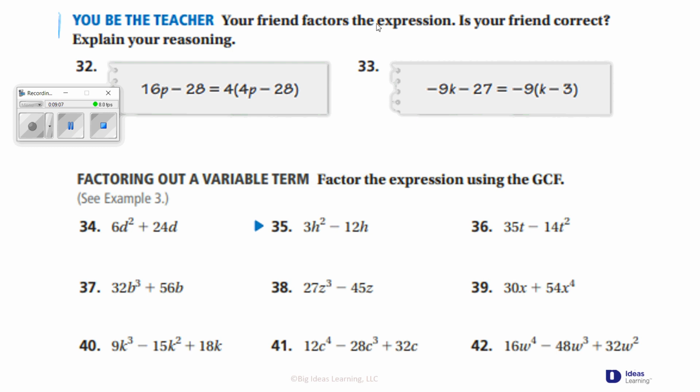It says, your friend factors the expression. Is your friend correct? Explain the reason. And he says that negative 9k minus 27 equals negative 9 times k minus 3. That'd be incorrect. He was correct in factoring out negative 9, because negative 9 goes into negative 9k. It also goes into negative 27. But remember, since this is a negative, this would have to be positive.